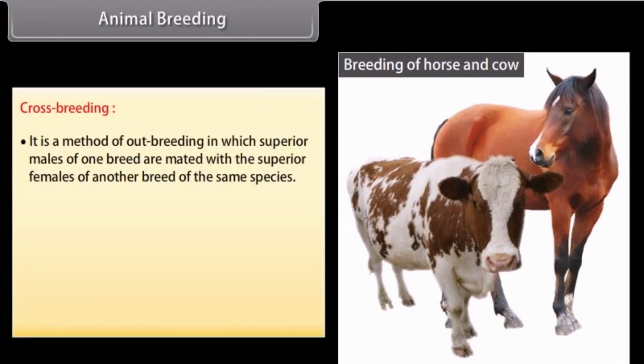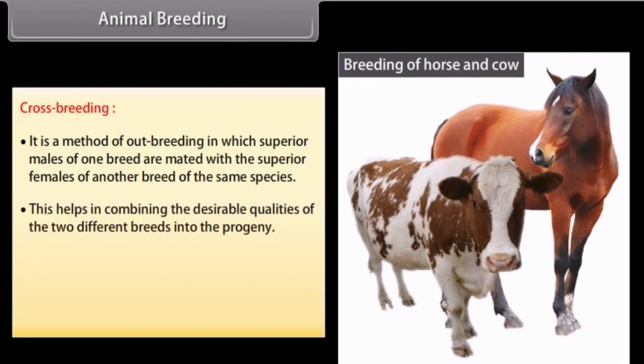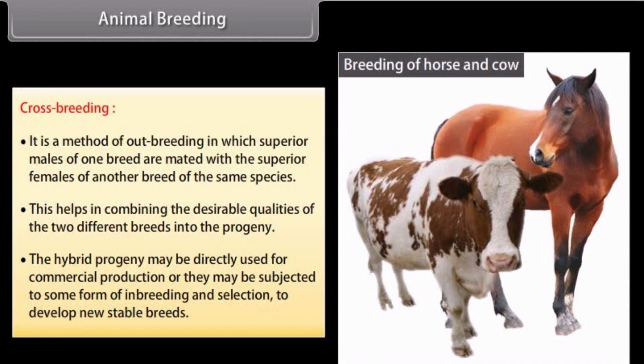Crossbreeding. It is a method of outbreeding in which superior males of one breed are mated with the superior females of another breed of the same species. This helps in combining the desirable qualities of the two different breeds into the progeny. The hybrid progeny may be directly used for commercial production, or they may be subjected to some form of inbreeding and selection to develop new stable breeds. One example of crossbreeding is Hisardale, a new breed of sheep developed by crossing Bikaneri ewes and Merino rams.